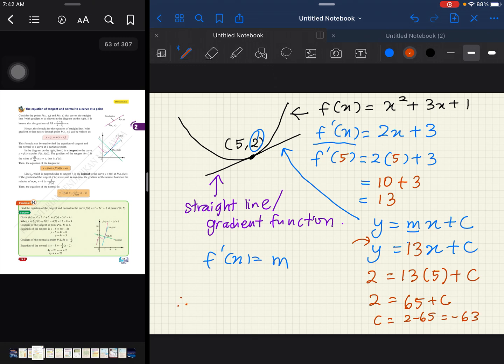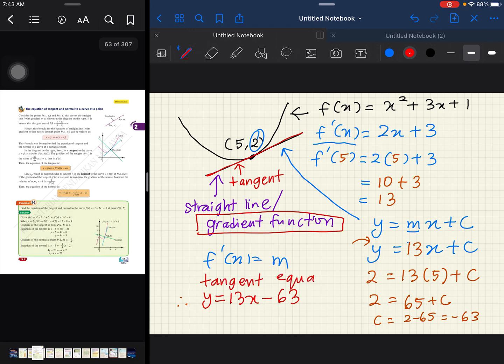So, maka gradient function ataupun straight line equation kita yang tangent tu tadi, ni kita namakan dia tangent lah. Sebab bila dia straight line macam ni, dia sebenarnya adalah tangent. Tangent kita. Kita mencari gradient function untuk tangent. Okay. So, y sama dengan 13x tolak 63. So, itu adalah tangent equation kita.